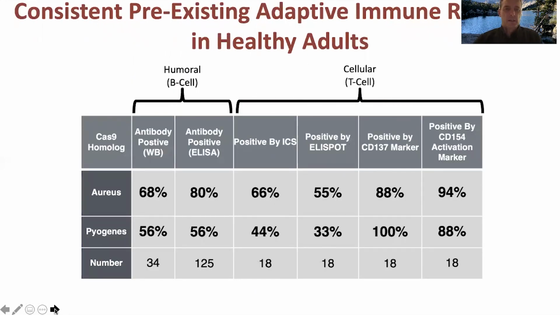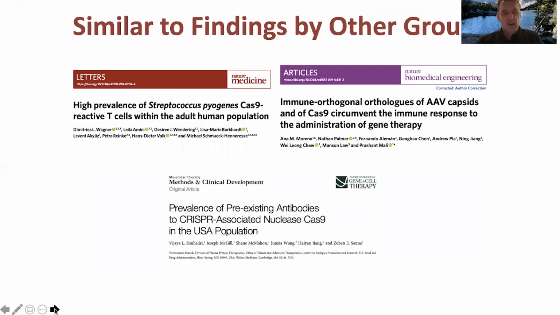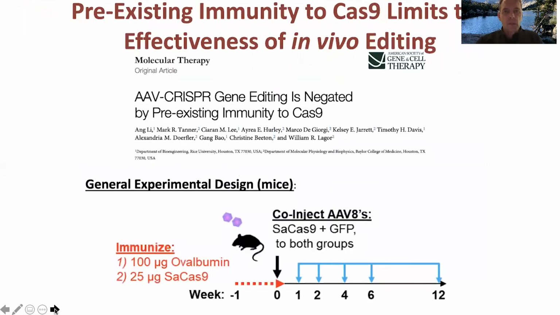And this was confirmed. These general results in the ELISpot and ELISA were confirmed by a number of different assays and have been generally confirmed by several different groups over the last couple of years. Finally, the group at Rice and Baylor have tested how limiting this might be by modeling the presence of pre-existing immunity by immunizing mice to Cas9, either with purified Cas9 protein or as a control of albumin, and then challenging those mice with AAV delivering the Staph aureus Cas9.